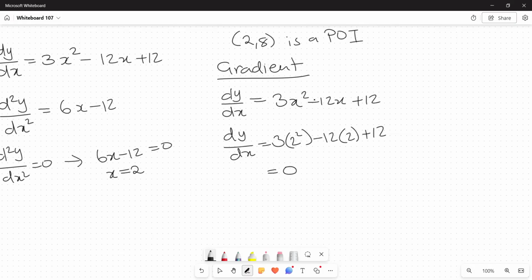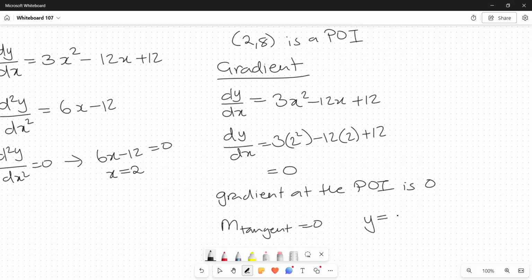Okay, so if the gradient is 0, we know that means that we have a horizontal line. Then the last part, it says find the gradient of the curve at this point. So the gradient at the point of inflection is 0. And then it's find the equation of the tangent. So the gradient of the tangent will be equal to the gradient at that point. So the gradient of the tangent is equal to 0.